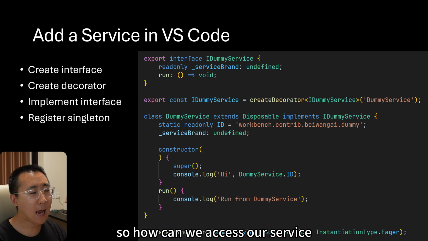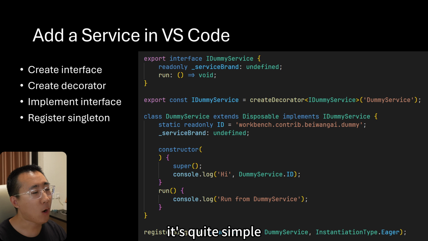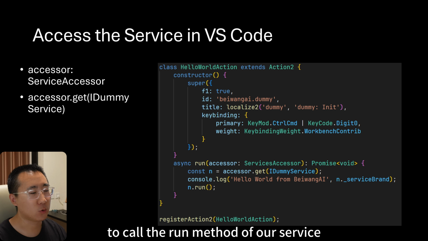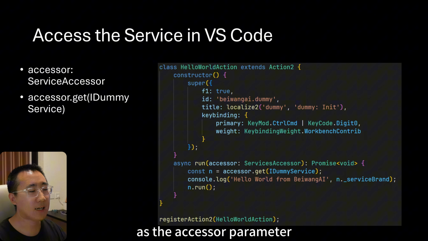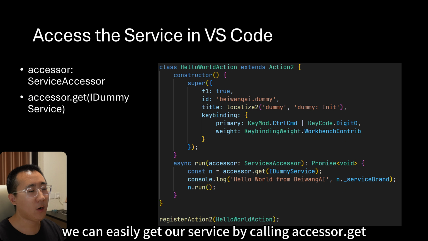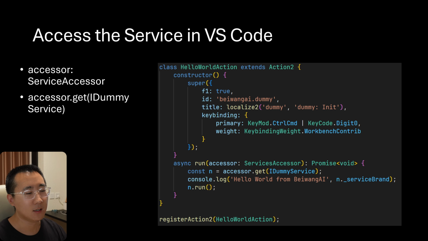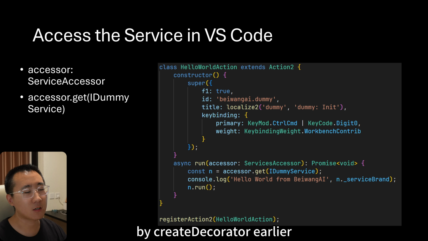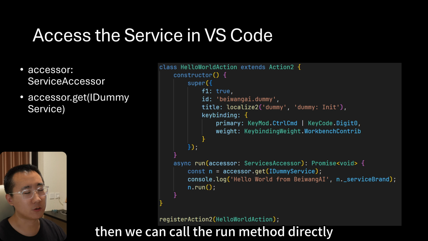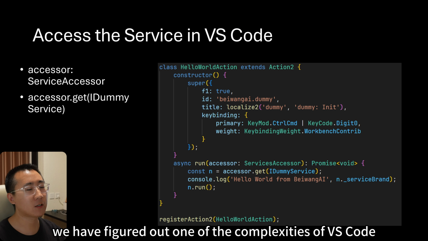So, how can we access our service? It's quite simple. Let's use an action to call the run method of our service. VS Code will pass the service accessor as the accessor parameter. We can easily get our service by calling accessor.get. The parameter is the service identifier created by createDecorator earlier. Then we can call the run method directly. Now, we have figured out one of the complexities of VS Code.